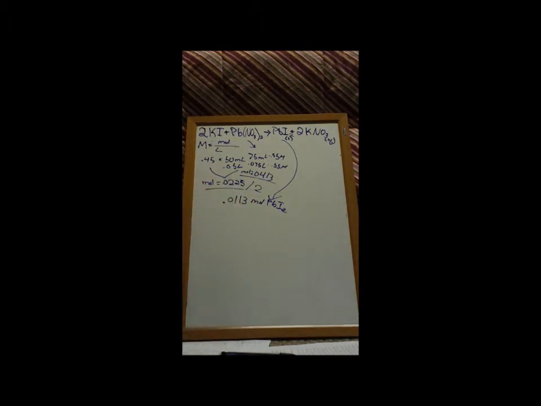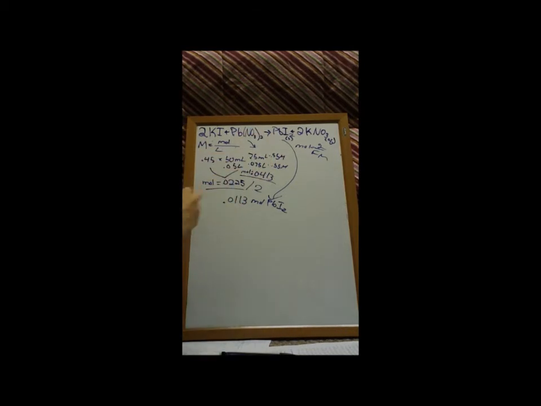Okay, so now we know how many moles of PbI2 we have, and we need to change our moles into grams. We said earlier that our formula is moles equals grams over formula mass. The formula mass for PbI2 is 461.01. So we'll multiply these two together to find out how many grams there are, and that's 5.21 grams. That gives us our answer for part B.